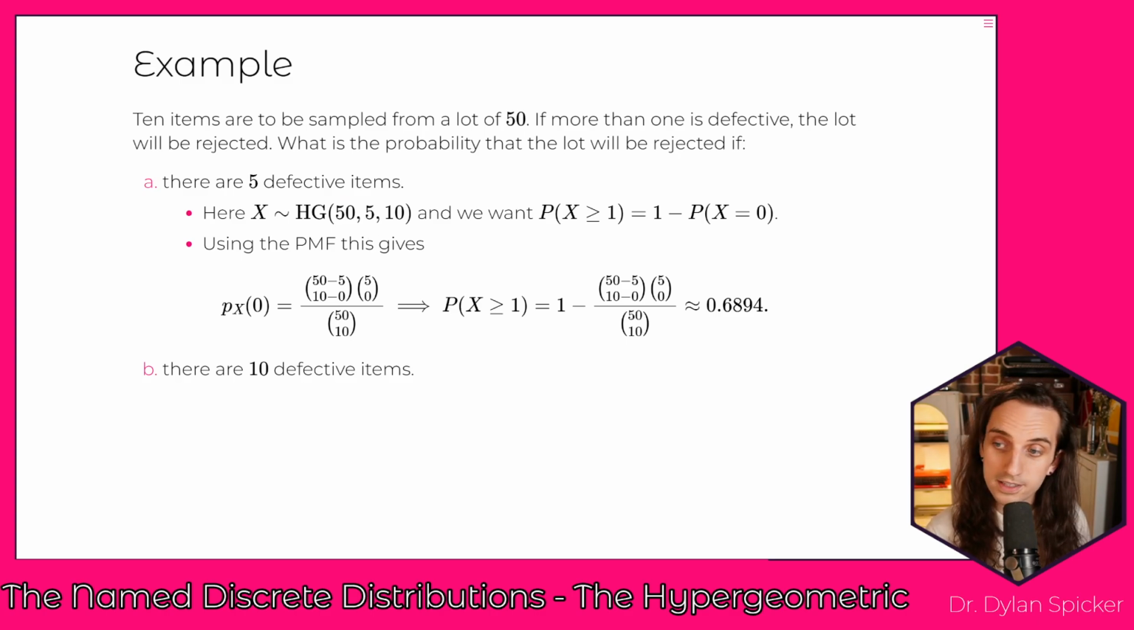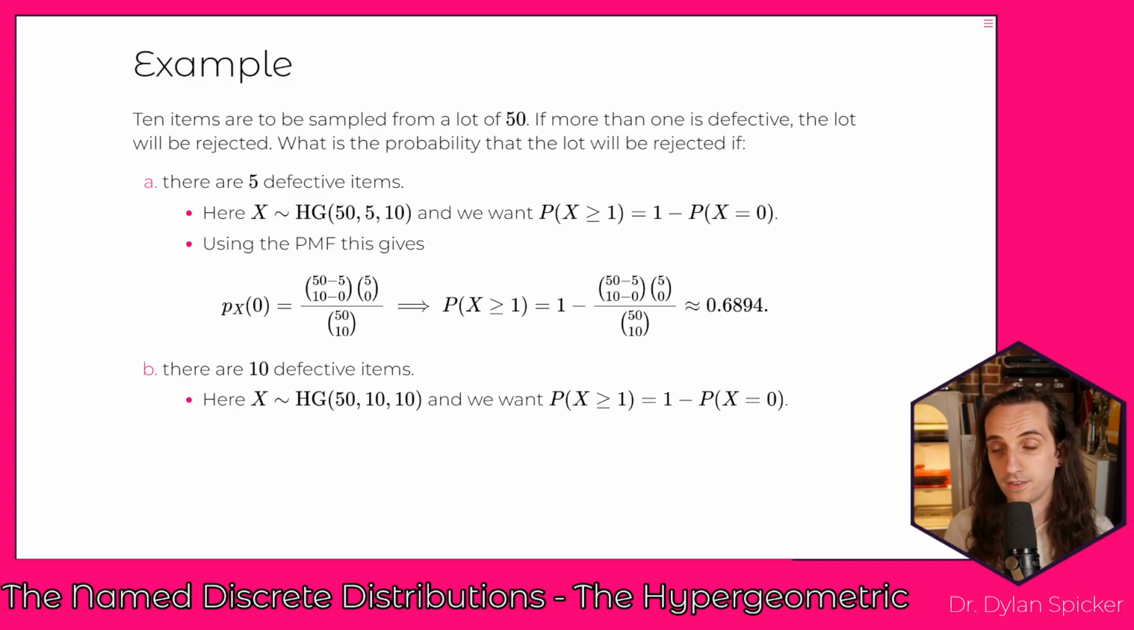With the total of 10 defective items, then we don't change the probability we're calculating, but when we're plugging into our PMF, we're no longer going to have this being a 5 here, right? This is now going to be a 10. Everything else is going to stay the same. So x is hypergeometric with a 50, 10, and 10.